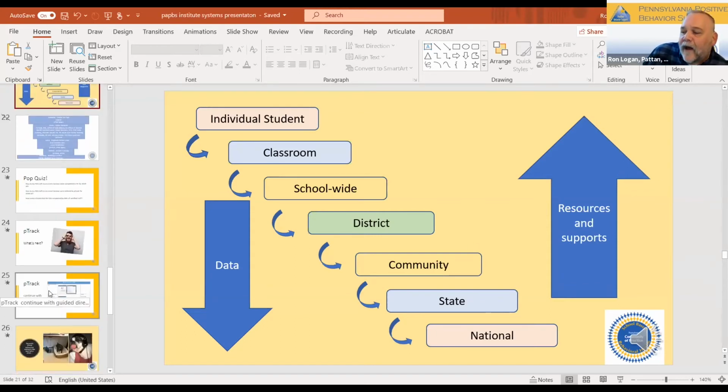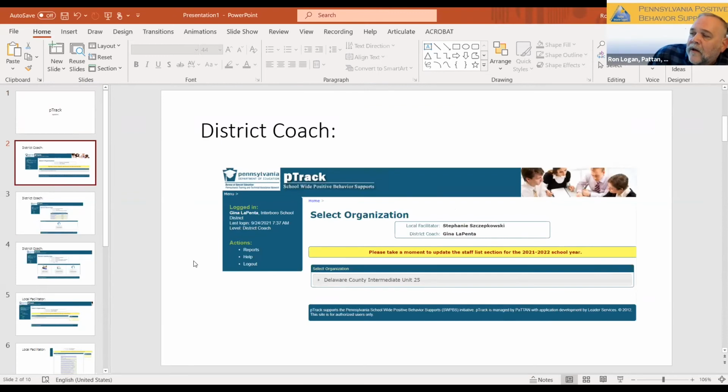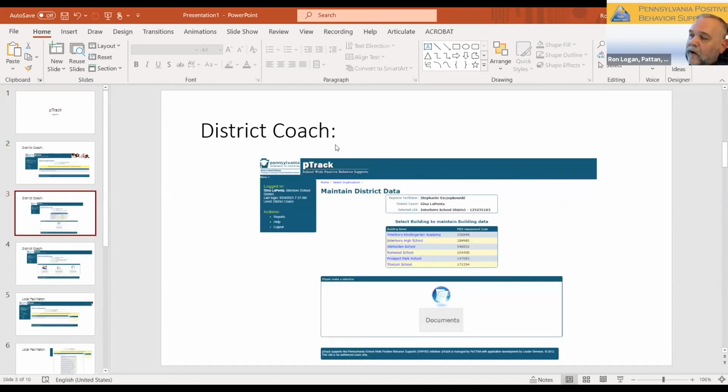Thinking about ptrack, how can we support and keep that ball rolling? I know that some people love ptrack, and other people hate it. So how can we support you? Logging in, the district coach now has a login, and you will see the district coach is actually listed as the district coach, with their facilitator. So that's the landing page when the district coach logs in. This is what their page looks like. They have the district documents and then the listing of schools within their district.